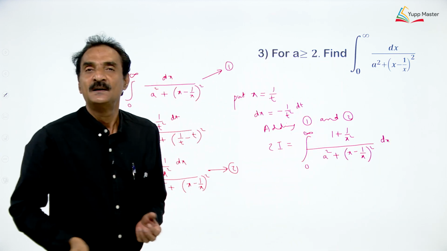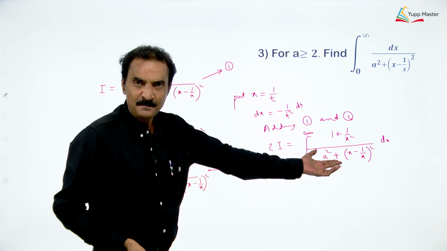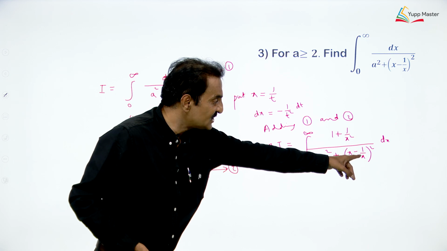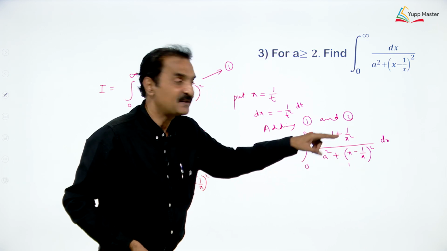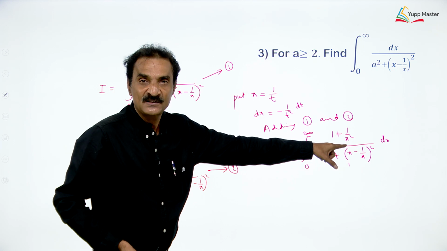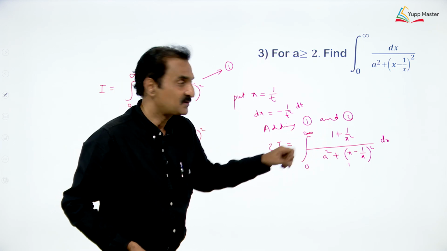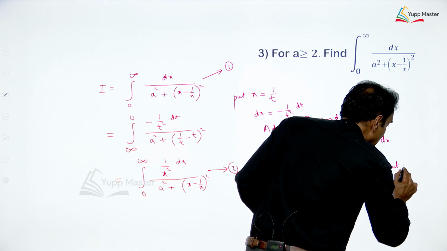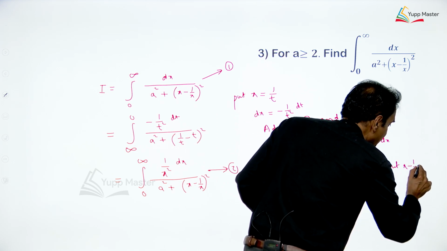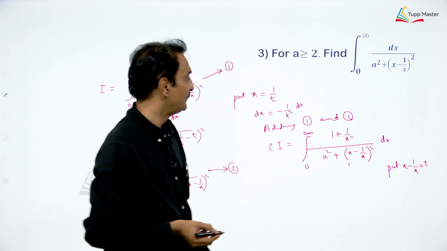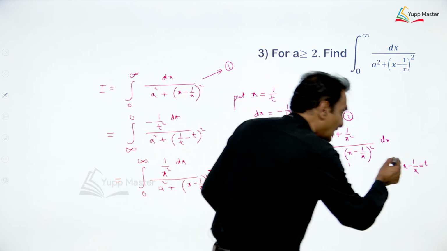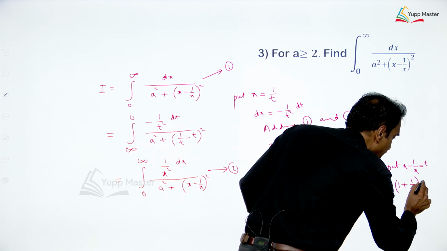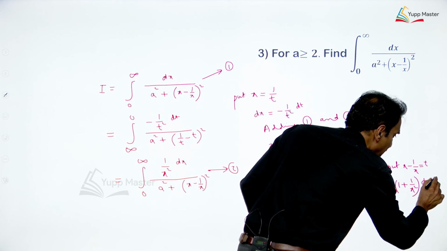Dx. Now, simply you observe the function, you can tell the substitution that x minus 1 by x is equal to t, because its derivative is present in numerator. Derivative of x minus 1 by x is 1 plus 1 by x square. So, what will you do? Put x minus 1 by x is equal to t. Then its derivative is 1 plus 1 by x square dx will be dt.